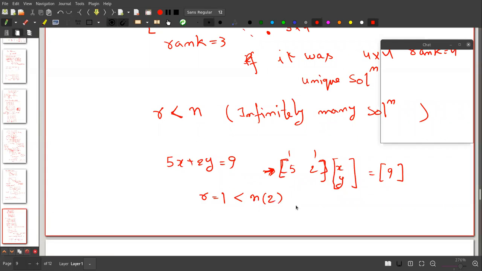So we will have infinitely many solutions, because if I want to calculate x in terms of y, I will write (9 minus 2y) by 5. Depending upon the value of y, which we can assign some value t, we will get x. Whatever we put as y, we will get x. So they are linearly dependent on each other, and we cannot have a unique solution. There will be infinitely many solutions. Am I clear up to this point? So this was the rank of a matrix.